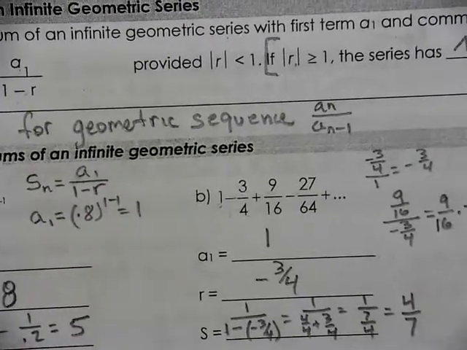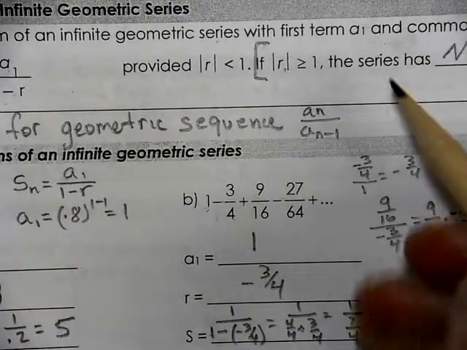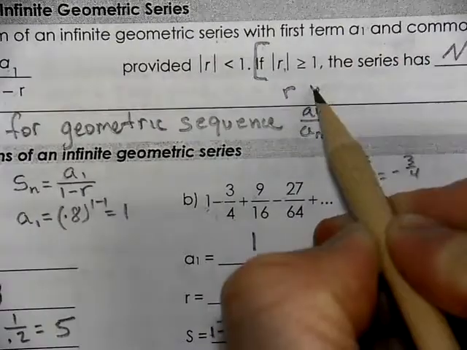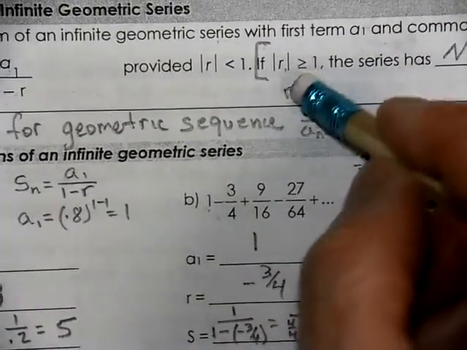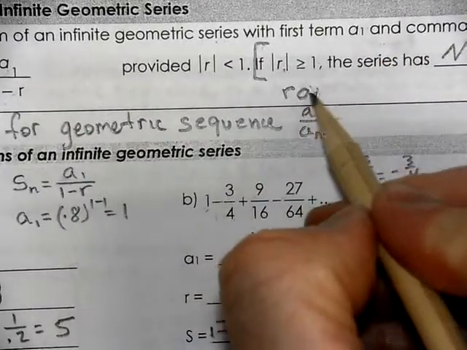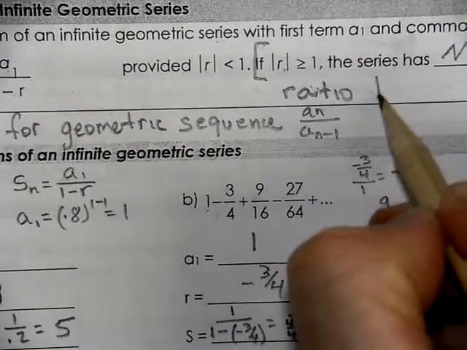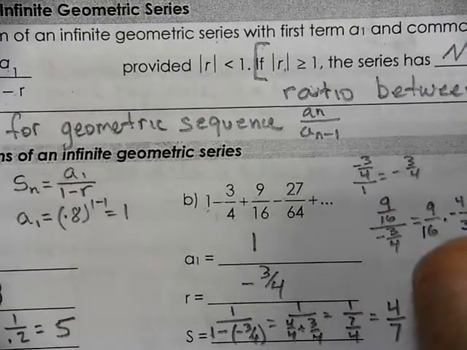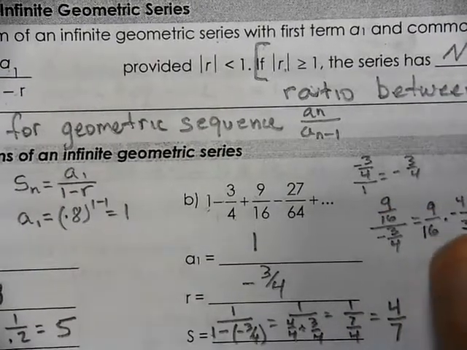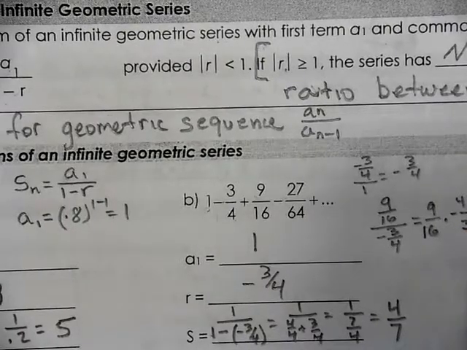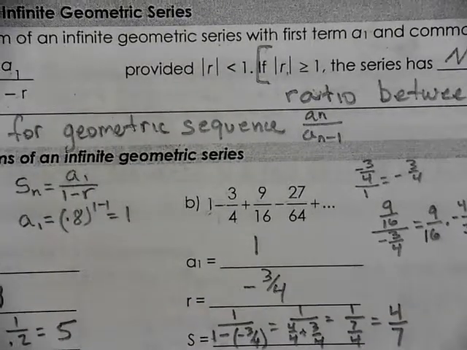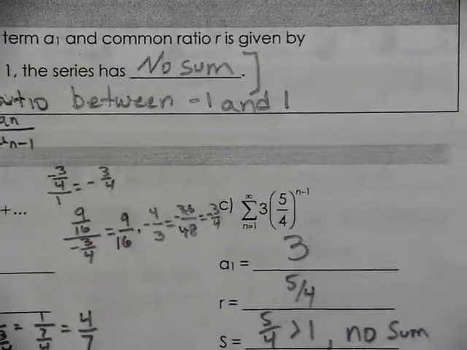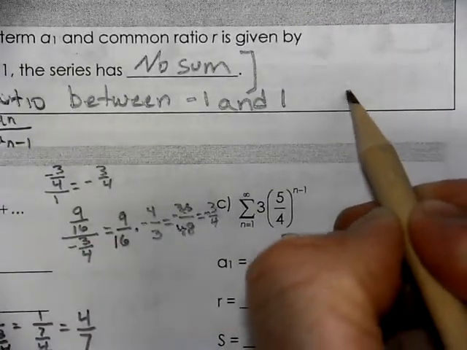So it has to be geometric. The r value has to be between 1 and -1. Let's call that the ratio. Ratio between -1 and 1. We could show it like this.